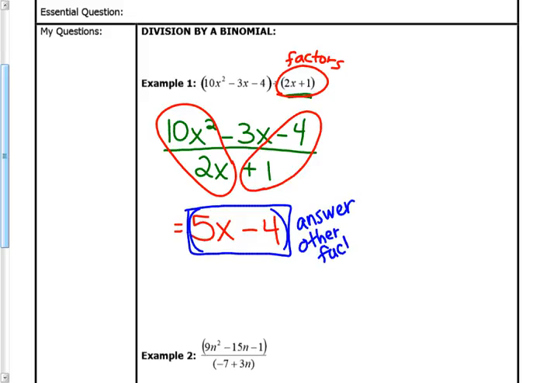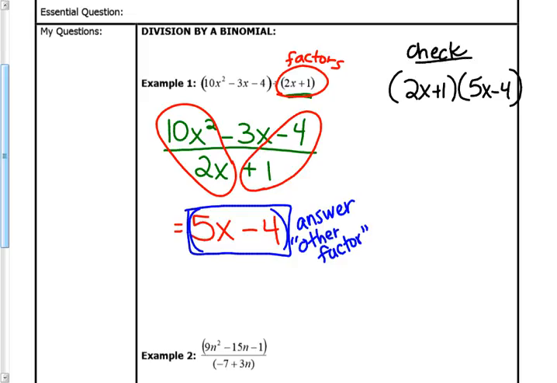So what do I mean by other factor? And where does that middle number come from? If we're doing the division, we can always check our answer in math by going back to the original problem or doing the opposite to get back to the beginning. So if we were dividing 10x squared minus 3x minus 4 divided by 2x plus 1, we said our answer was 5x minus 4. Then we can check by taking the 5x minus 4, and the opposite of division is multiplication, right? So we can multiply the 2x plus 1 times the 5x minus 4 if we wanted to check, because the opposite of division is multiplication.